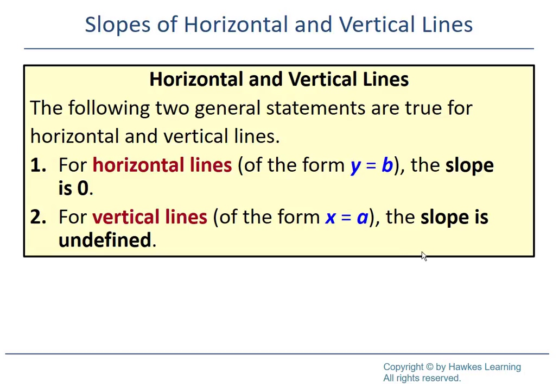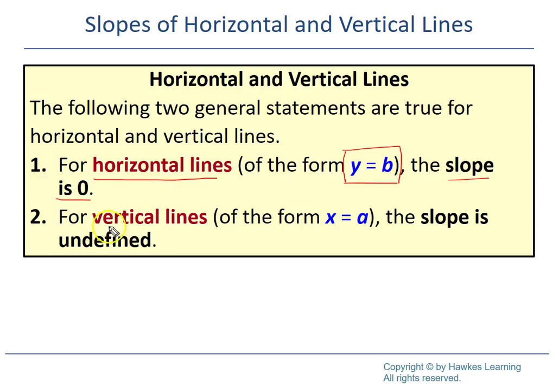All right, now we're going to take a quick look at horizontal and vertical lines. Now, they have a special formula associated with them, and take some notes because the question might be, what is the formula for a horizontal line? And you're going to write this: y equals b. And we're defining the slope of a horizontal line as 0.